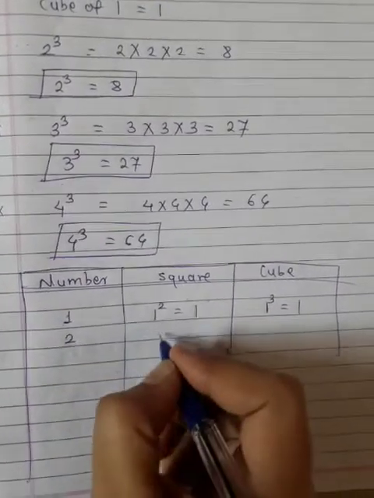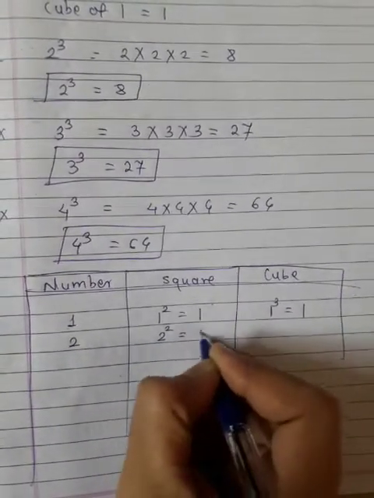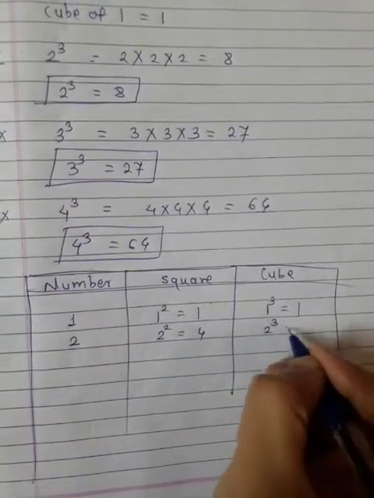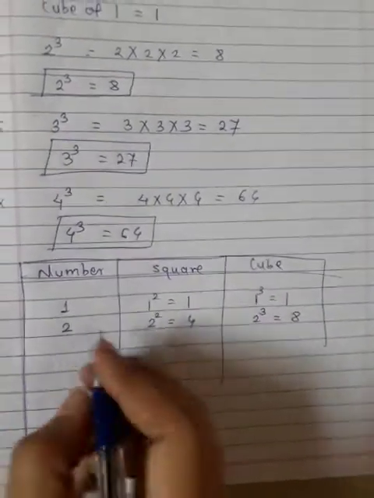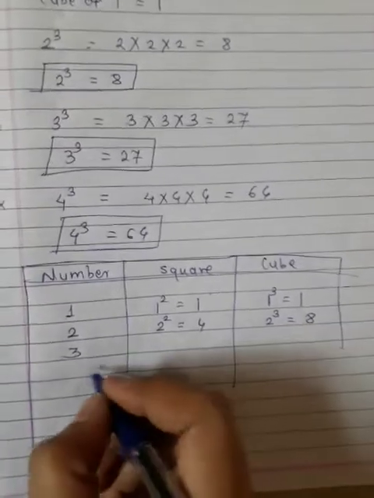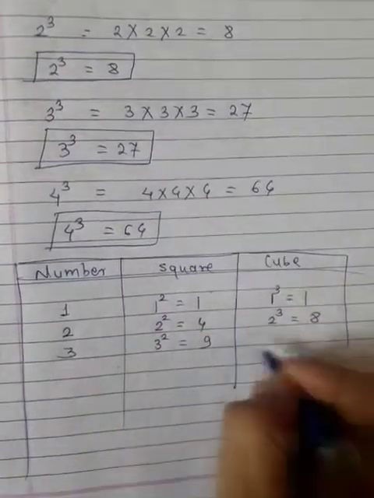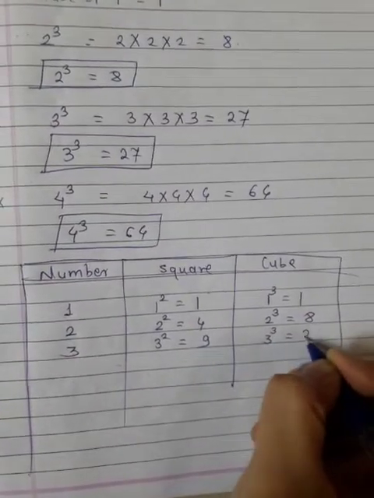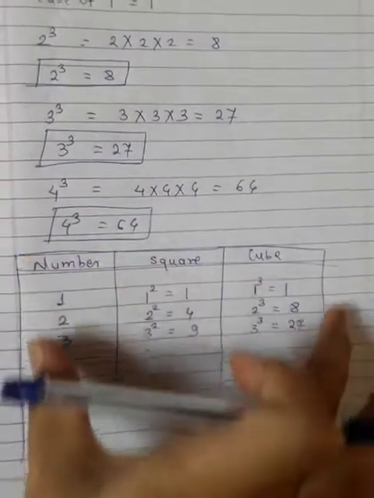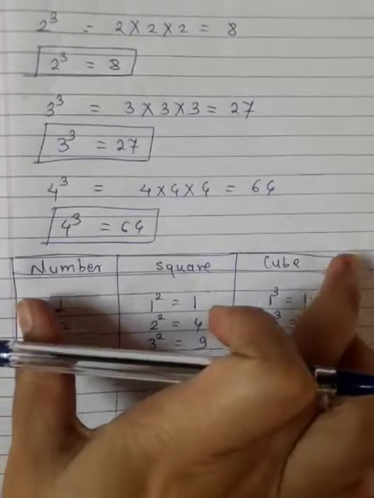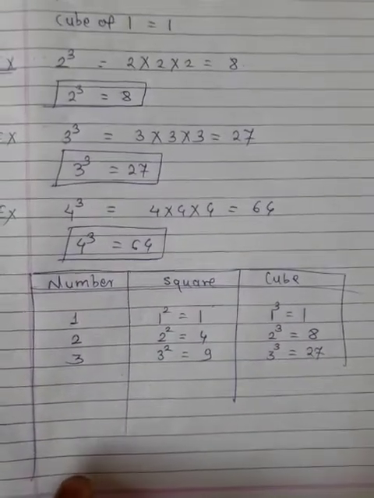Next take number 2. The square of 2 is 2 square, and the cube of 2 is 2 cube. Okay, take the next number, 3. The square of 3 is 3 square, it gives 9. The cube of 3 is 3 cube, it gives 27. Okay, and make such a table up to number 30.